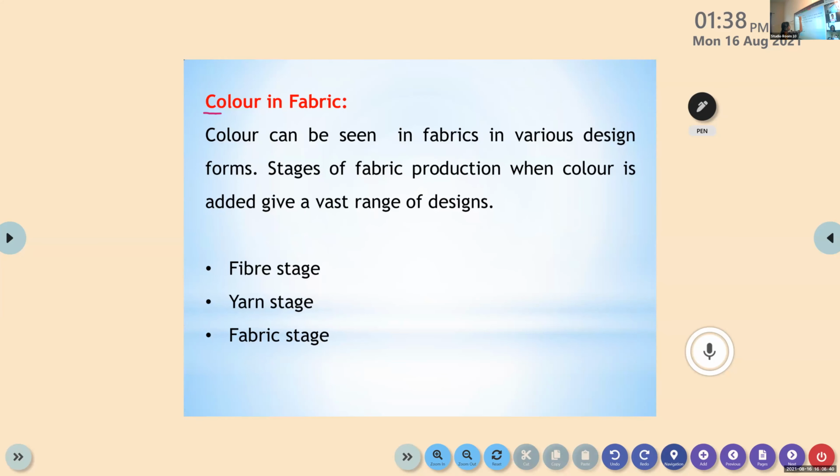Then the next topic is color in fabric. Okay, so we all know that we can apply color in different stages of fabric production, right? We have different stages of fabric production, from fiber to yarn. So let me ask first: what is fiber? What is yarn? And what is fabric? Meghna, what is fiber? Last year we discussed, right? A whole chapter regarding fiber, a whole chapter regarding yarn. So what is fiber?